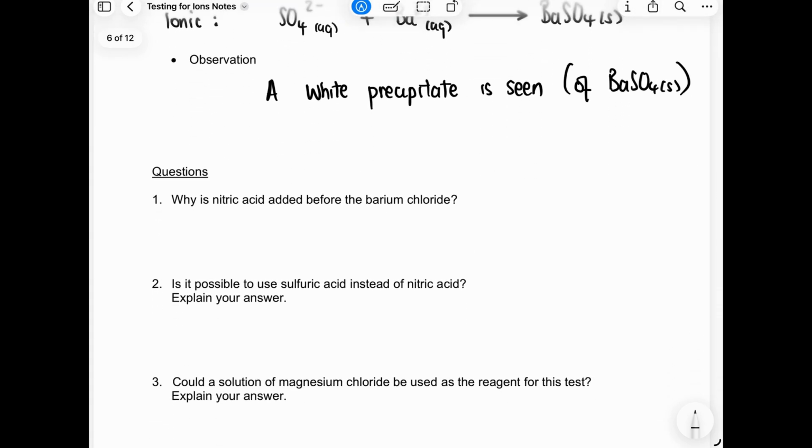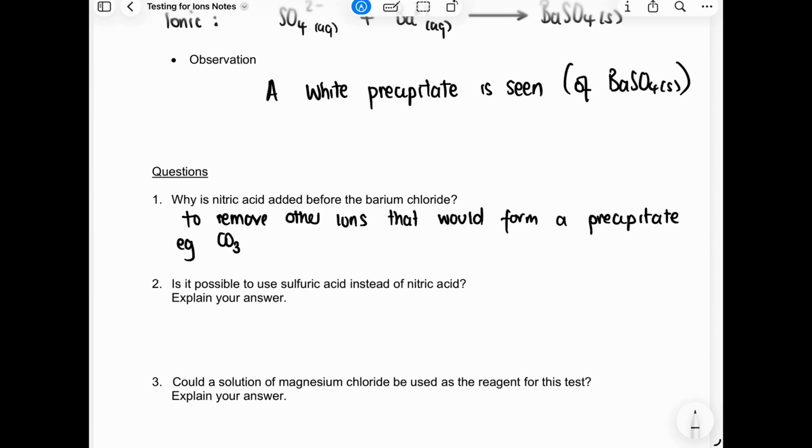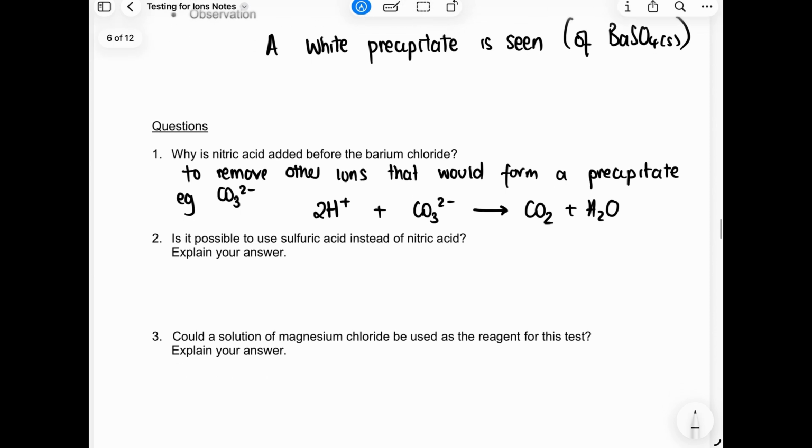Why is nitric acid added? So we said that was to remove other ions that would form a precipitate, e.g. carbonate ions. So carbonate ions react with the acid and they're removed because they turn into carbon dioxide and water. And so they're no longer there, but that hasn't impacted the next test.